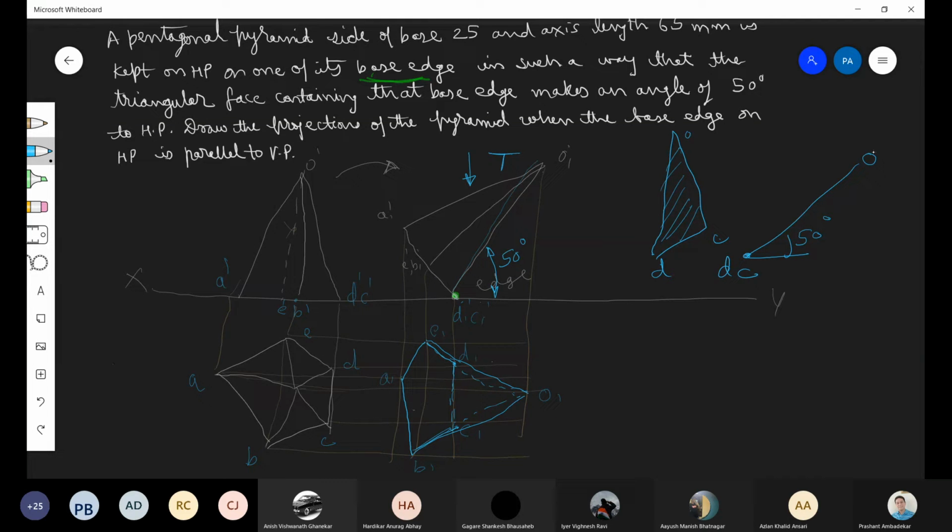So anyway, even before reading this, we knew that this has to be inclined. But कितना incline करना है वो आगे दिया था यहाँ पर. Okay, makes an angle of 50 degree to HP.